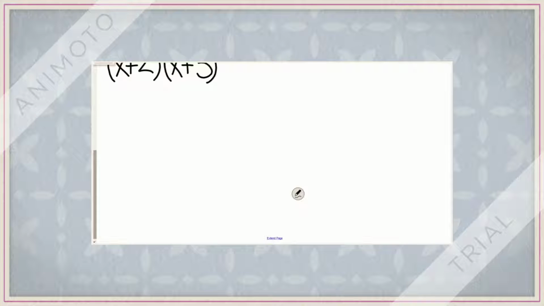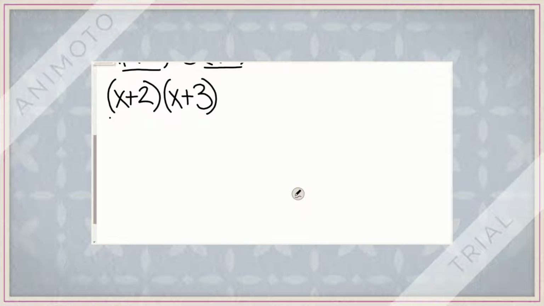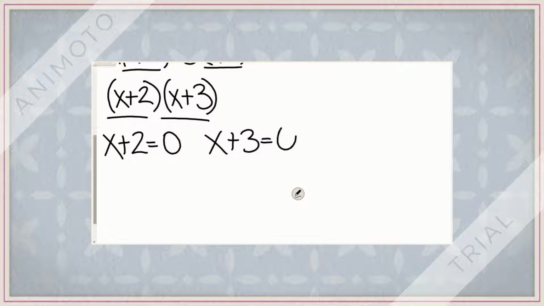When you get to this point, it's pretty smooth sailing from here, because you're going to take both of your terms and set them equal to 0. So you've got x plus 2 equals 0, and then you've got x plus 3 equals 0.